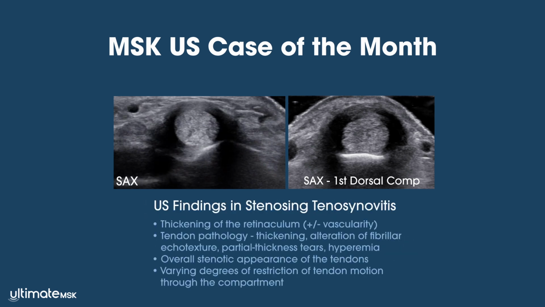The sonographic findings of stenosing tenosynovitis include retinacular thickening, with or without vascularity on Doppler imaging, and varying degrees of tendon pathology, including hypoechoic thickening, altered fibrillar echotexture, partial thickness tears, and hyperemia. A common feature of stenosing tenosynovitis is that the tendons have a more rounded or stenotic appearance due to the relative inelasticity and narrowing from the retinacular thickening and fibrotic changes. Additionally, dynamic imaging often reveals varying degrees of restriction of tendon motion through the retinaculum.